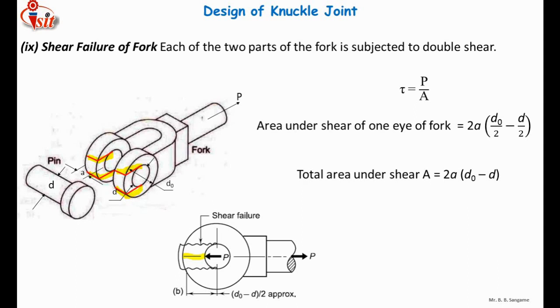Here do is the outer diameter, d is the inner diameter, that is the diameter of the pin, and a is the thickness of one eye. So the induced shear stress will be tau equals P divided by 2a into (do minus d). Once you have calculated the values of a, do and d using the empirical relations, put the values of a, do, d and P, and you will get the induced shear stress.